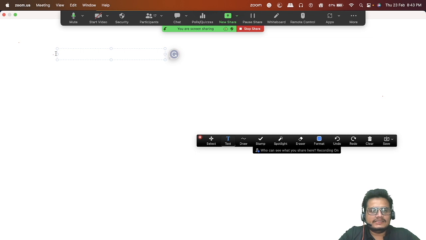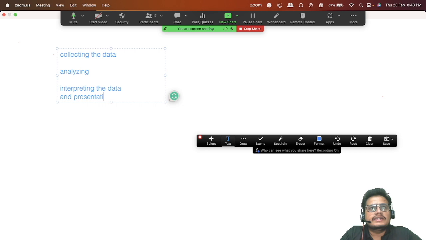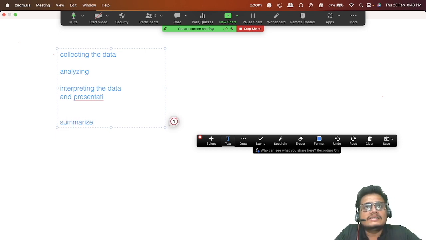data. So stats is basically a branch of mathematics that deals with collecting the data, okay, then analyzing the data, then interpreting the data and presenting the data. ठीक है ना? So it involves mathematical methods and models, ठीक है, that are used to summarize and draw conclusions from the data.